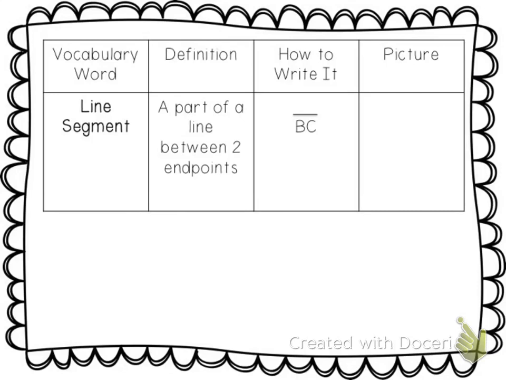Our next word is a line segment, and this is a part of a line between two end points. So if we have a line, it's going to have a point on each end, and that's what makes it a line segment. And those points are going to be labeled with a letter. So for this one, we would call it line segment BC. And the way that we write it is we write the letters BC with a little line above it. Notice that when we write it, the line above it doesn't have arrows on the end. This line segment is just the section between those 2 points.